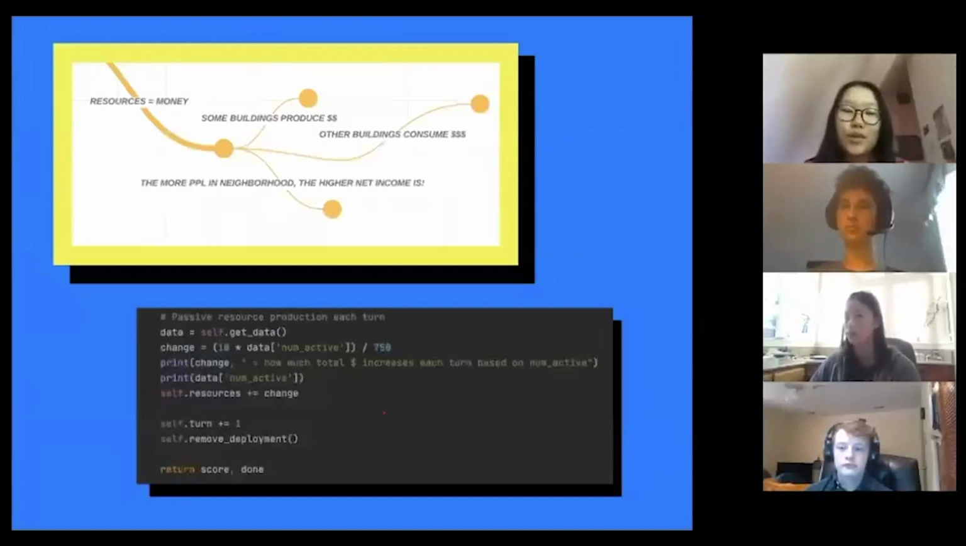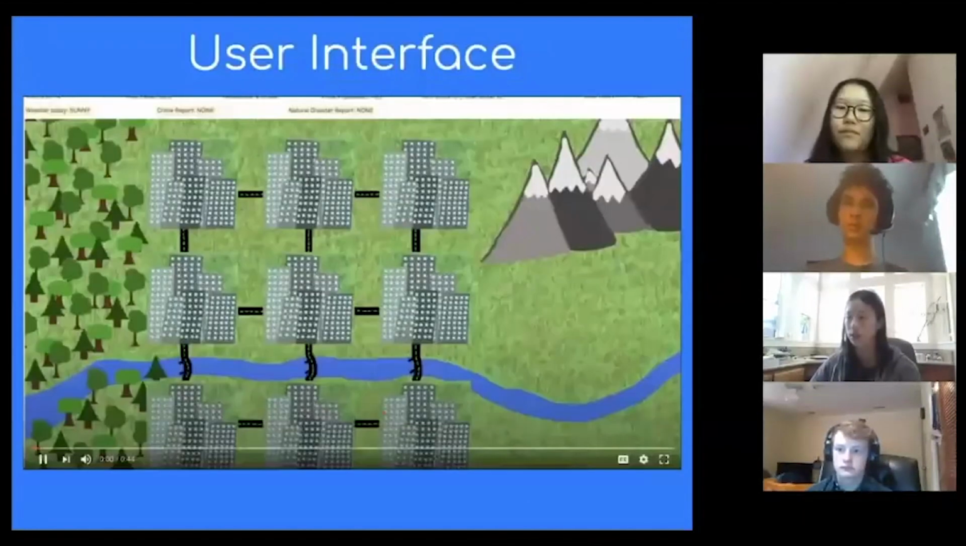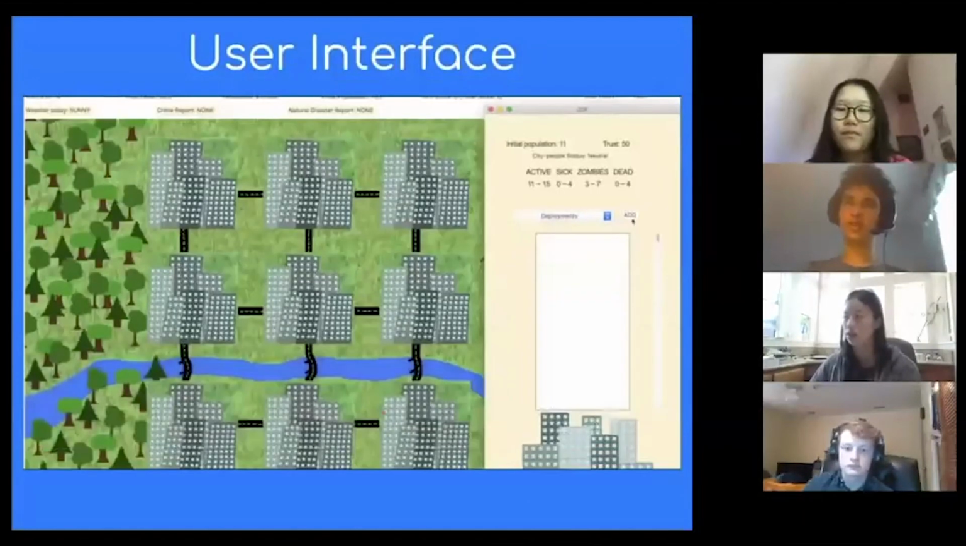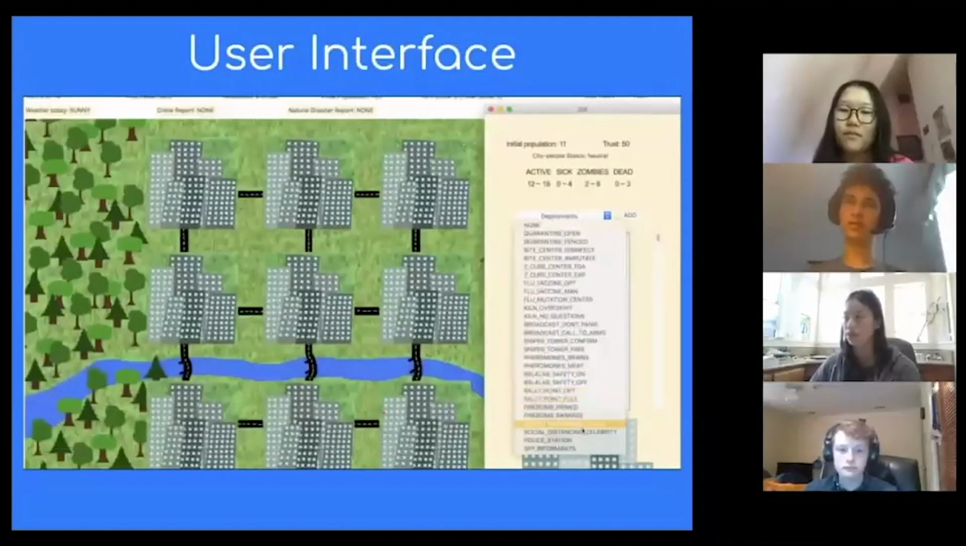Some buildings produce resources, some cost resources, and others do not affect resources. The passive production of money is dependent on the number of active people in the entire city. The more active people, the higher the net income is. So it's in the user's favor to keep the city people safe and alive so that more money is generated for further deployments. For the UI, we tried to make the ZOF game feel more immersive so that the player will make more realistic decisions.